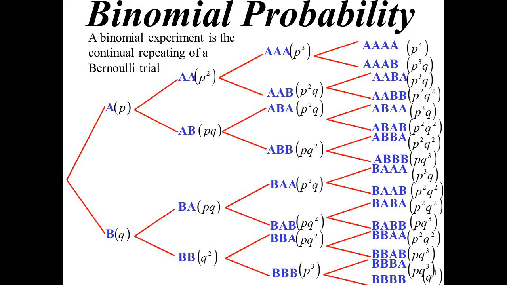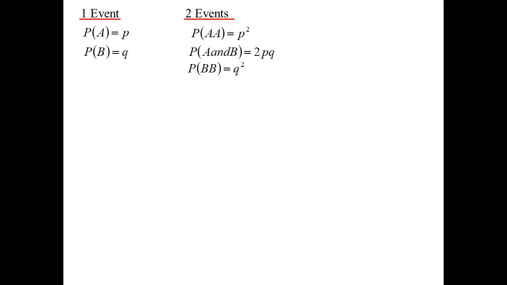Well, let's look at it again. If it was one event, we said the probability of A was P, and the probability of B was Q. Two events, probability of AA is P squared. The probability of an A and a B, if I don't care about the order, well, there were two ways of it happening. I could have got AB and I could have got BA. So the overall probability is 2PQ. Probability of BB is Q squared.